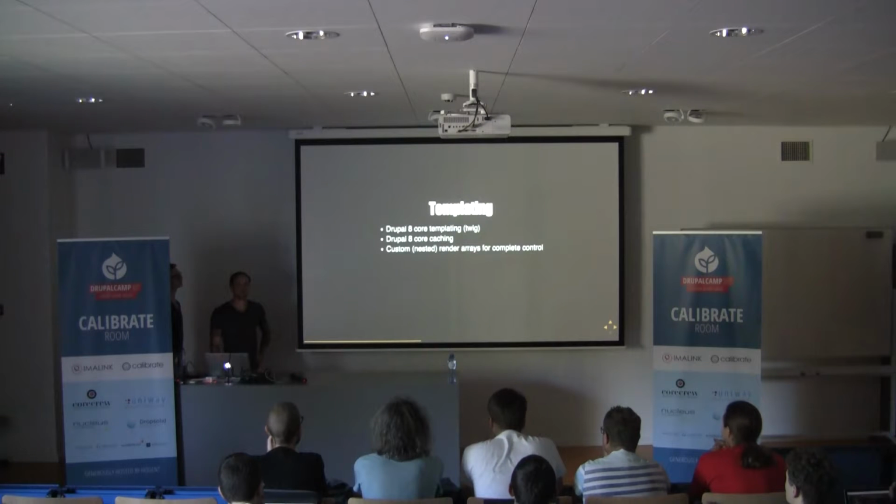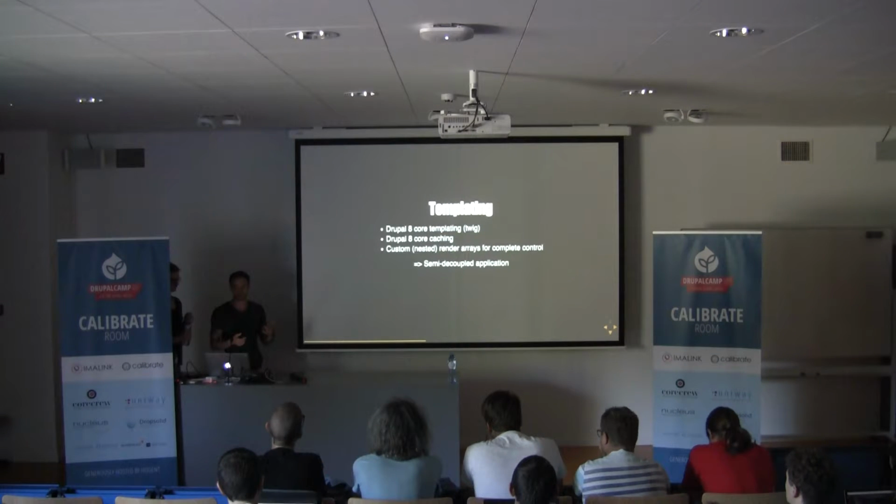But we wanted to use Drupal 8 core Twig templating and Drupal 8 core caching with the custom nested render arrays, so we could have complete control on how our page or pages would be rendered. That's why our application is semi-decoupled. So all dynamic data like the markers and the counts are fetched through AJAX requests, which is decoupled, but the initial page load of our website is rendered through Twig templates, so Drupal 8 core templating, and that's not decoupled, so that's why we think it's semi-decoupled.